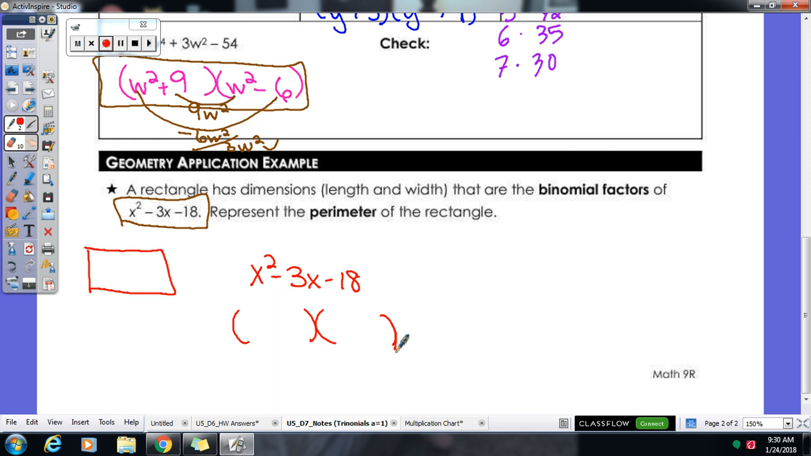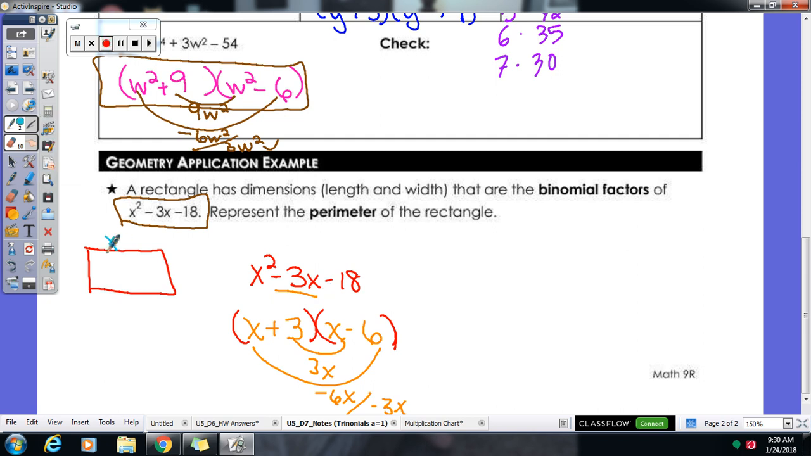So we got a negative 18 at the end. So our signs are going to be what? Different. So you got one that's plus, one that's minus. We got an x plus and an x minus. So we're looking for what multiplies to give us 18. 6 and 3. Which one's going to be my negative? 6 and then 3. Again, if you need to, do your little big smile check. So that'd be 3x minus 6x gives us a negative 3, which is our middle term. So we did that right.